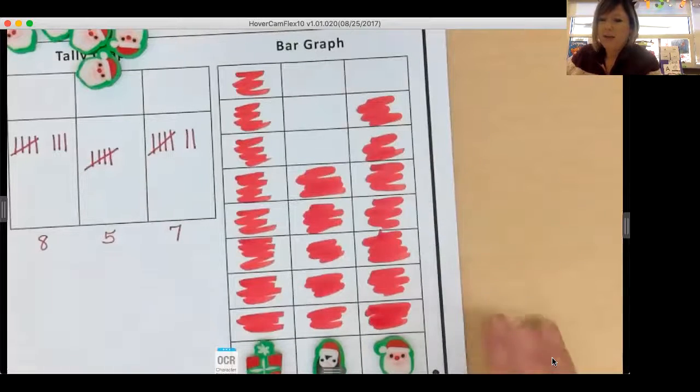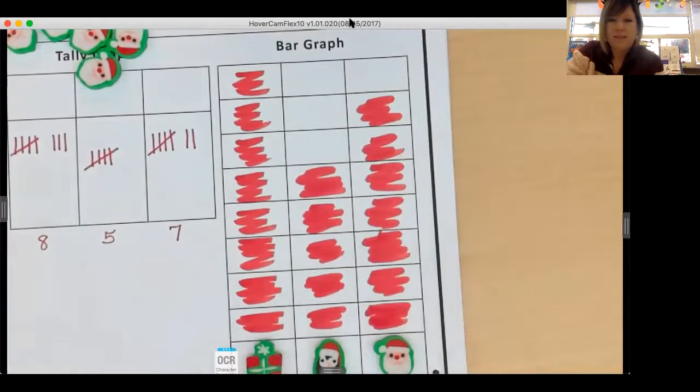Okay, and we've also worked with least to greatest. So let's put them in order from least to greatest. Which one has the least? The penguin, good. What comes next? Santa, good. And which one has the greatest amount? The present. Good job. So complete your worksheet on the next page.